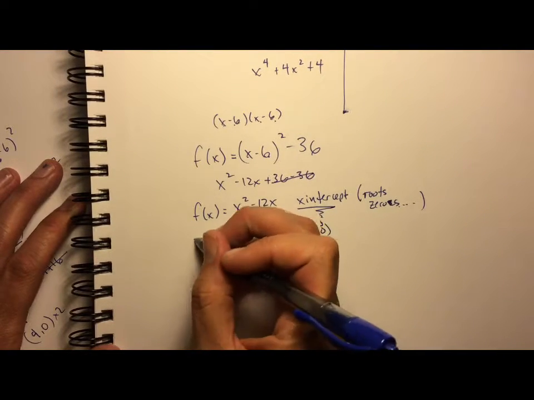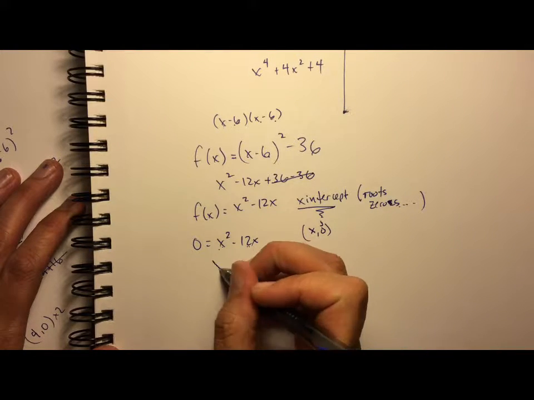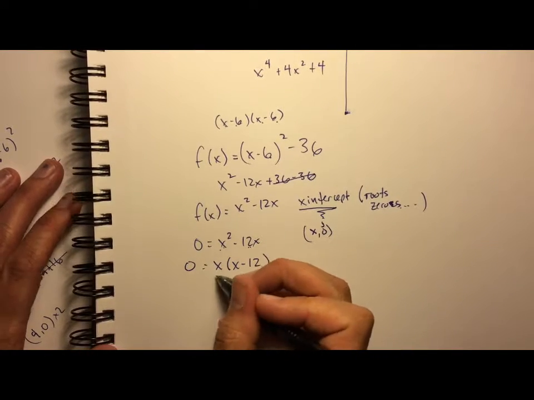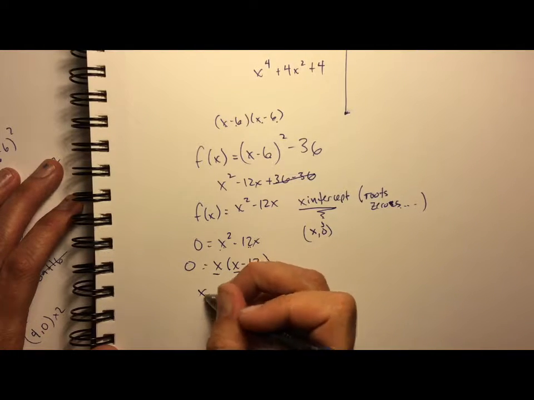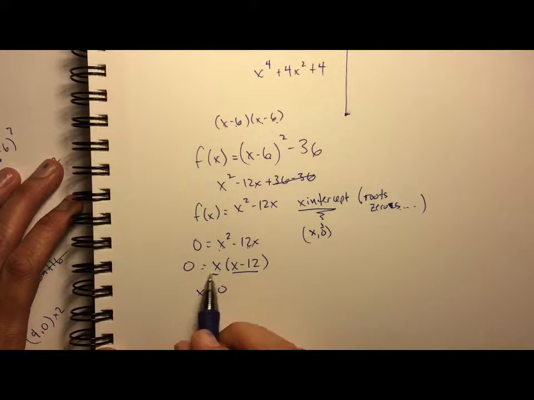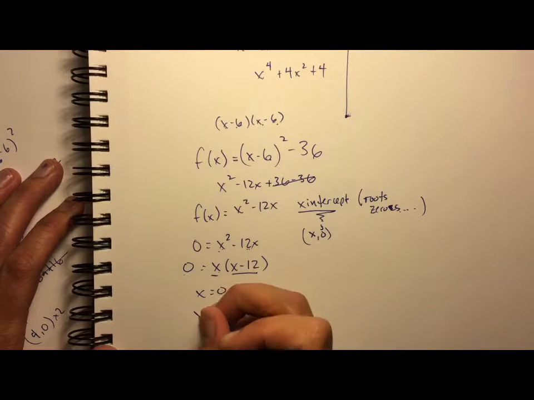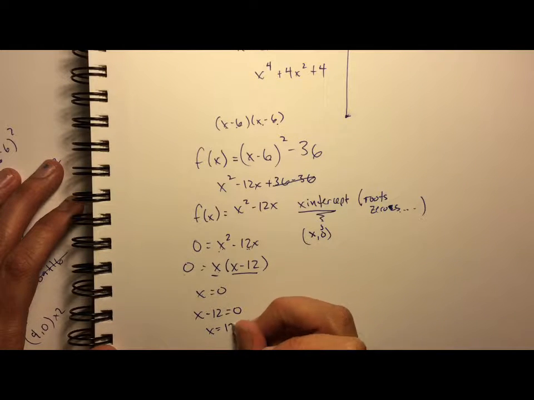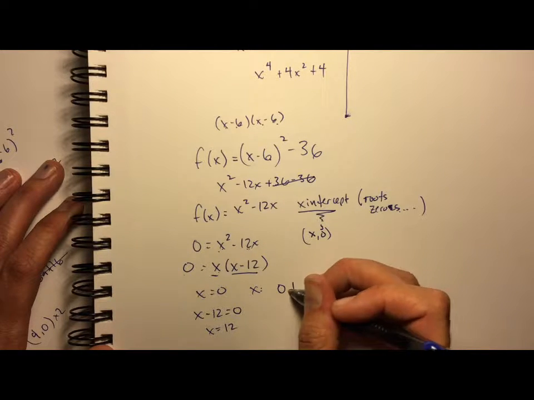So if we were to solve this, 0 equals x squared minus 12x. I know I can simplify this by pulling out an x, so x times (x minus 12) equals 0. Now I can again set each one of these parts equal to 0, because of the zero product rule. So if x equals 0, then 0 times this whole thing is 0. Anyway, just set them both equal to 0. x minus 12 equals 0. This you don't have to do anything else to. This becomes positive 12. So your x's are 0 and 12.